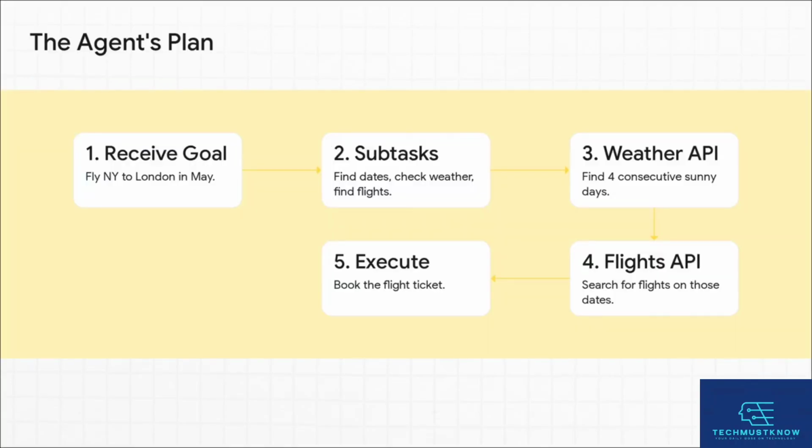So how would an AI agent even begin to tackle this? This is where its power really shines. It doesn't just do one thing. It actually performs multi-step reasoning. It takes that big goal and breaks it down. First, it thinks, okay, I need to find sunny days in May, so it connects to an outside tool, like a weather API. Then, once it finds that perfect 4-day sunny window, it uses another tool, a flights API, to find available seats. And only after all that does it take the final step. It executes and books the ticket for you.